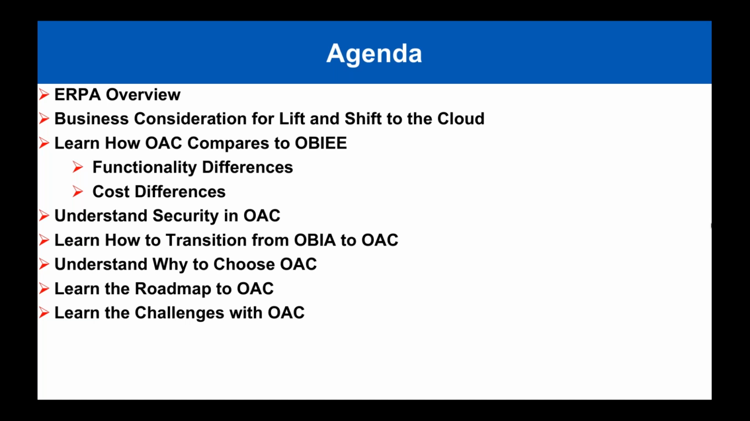And then we're going to look at the functional differences specifically between Oracle Analytics Cloud and OBIEE, and then again the cost differences in the licensure. Then Jay's going to dive into the security, something that was a bit of a mystery for a while, but we flushed that out finally. And then learn how to transition from OBIA to OAC, the process. And then we're going to understand why to choose OAC, and then show you the roadmap, and then discuss the challenges that we found in actually moving or lift and shifting OBIA to the cloud.